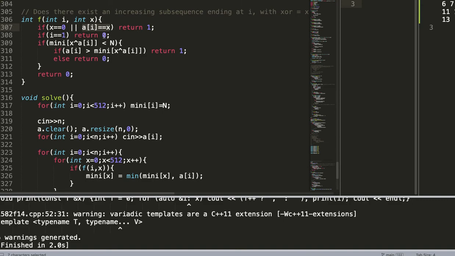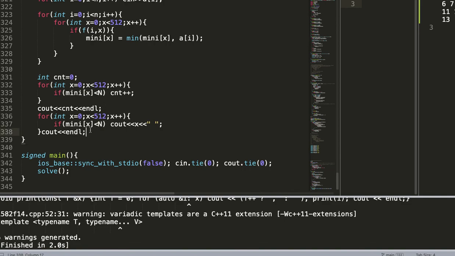If this is the first index, then we return 0, because neither of these two conditions were met. We have to remember that we have to consider a_i, since we are considering an increasing subsequence ending at i for sure, so we need to consider a_i in the subsequence. If we are considering the ith index in the subsequence, the XOR value left is x XOR a_i. If such a XOR value exists in the array from 0 to i minus 1, and if the current element is greater than the minimum element for it, then we say that there exists an increasing subsequence ending at i with XOR x, else it is 0. And finally we report the answer.